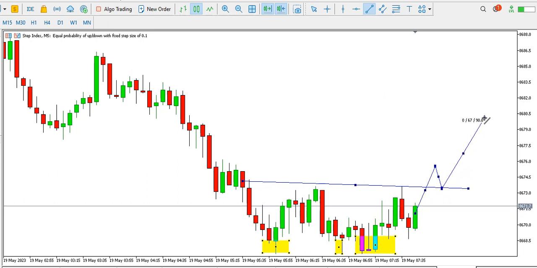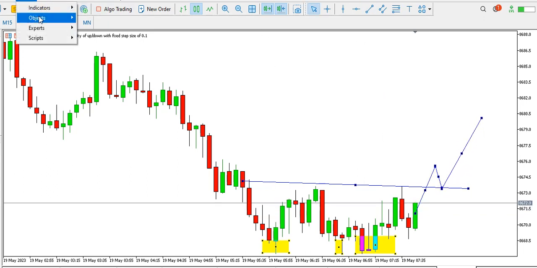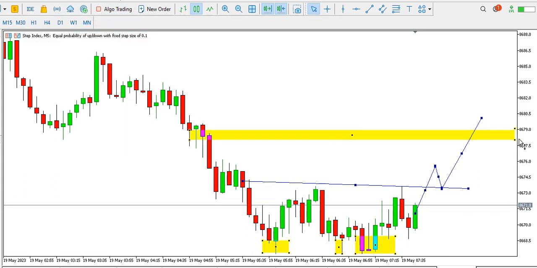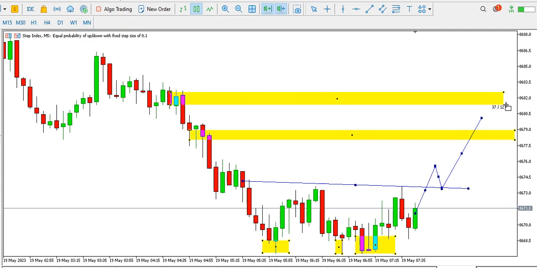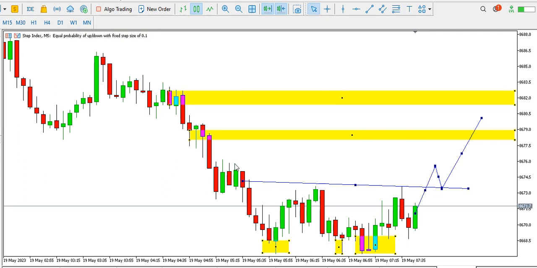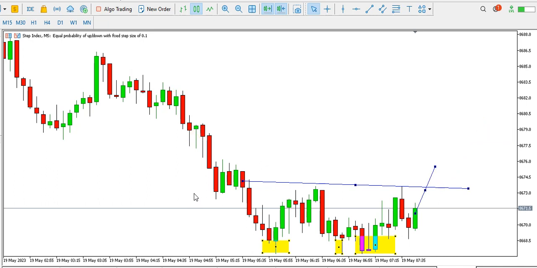If price is gonna go up from there, the buyers might be contending with this order block here at the 8678 area, before a further rise could meet with another order block around here, 8682 area. But for now, the overall trend is bearish.